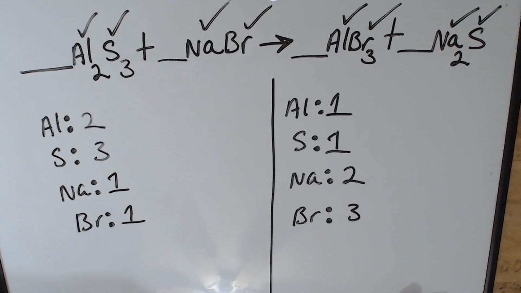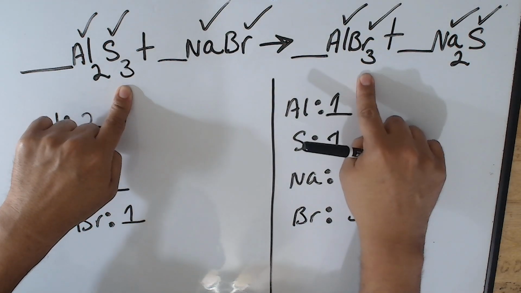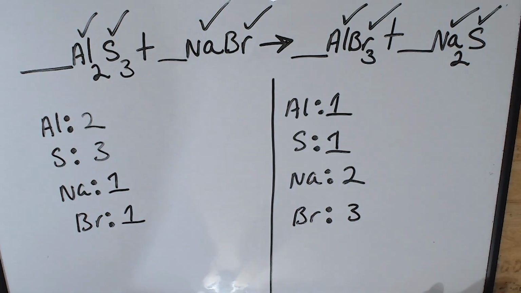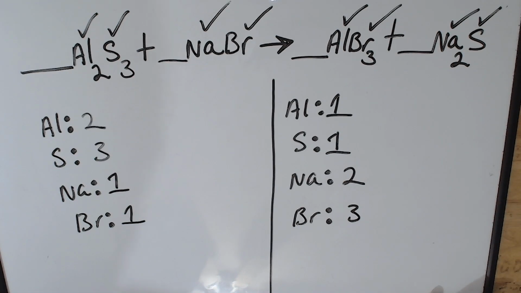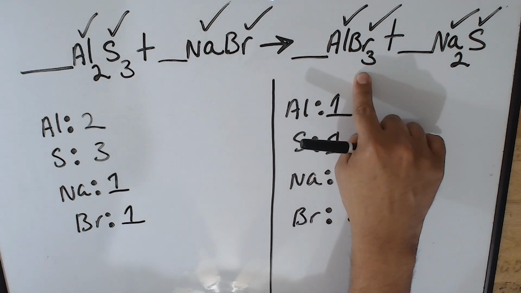Now we need to start with the largest 1:1 ratio, and this is the element that has the largest subscript. So notice that there are 2 elements that have a subscript of 3. So at this point, it's your choice of which one you want to start with. I'm going to start with bromine.